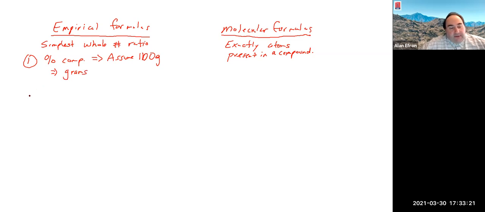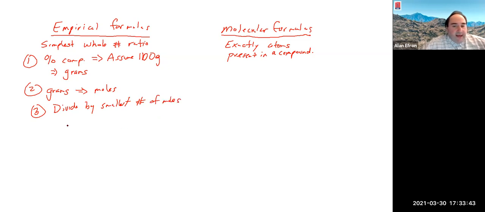Then we want to take those grams and convert them into moles. So we would use our molar mass to do that. Once we have all the elements in moles, the next thing we want to do is divide by the smallest number of moles. And once we do that, if we hit all whole numbers, for example, let's say we got A1 and B2, then that would represent our empirical formula.